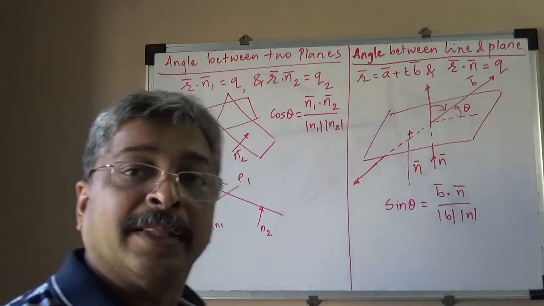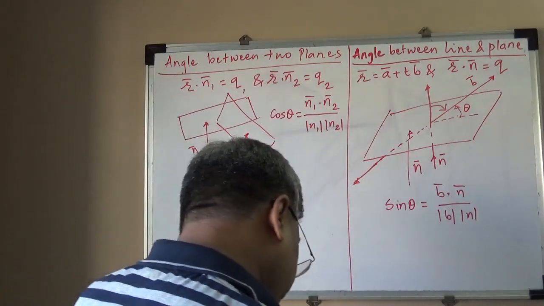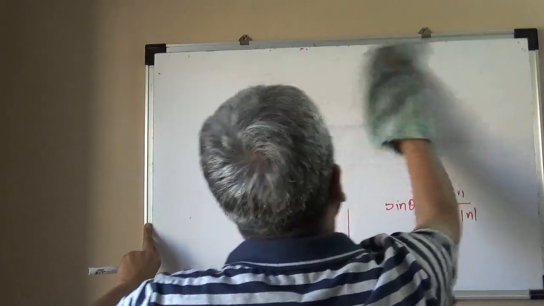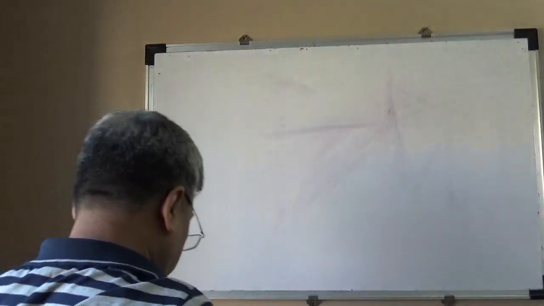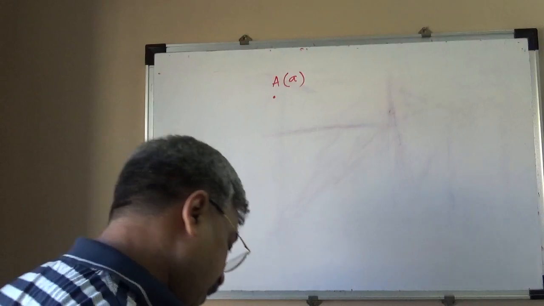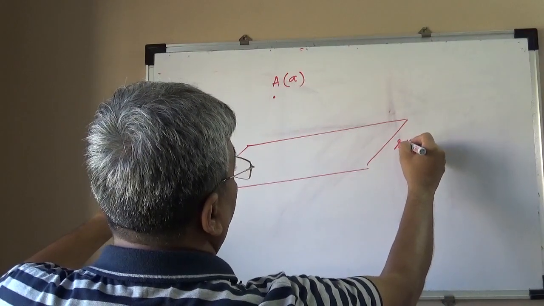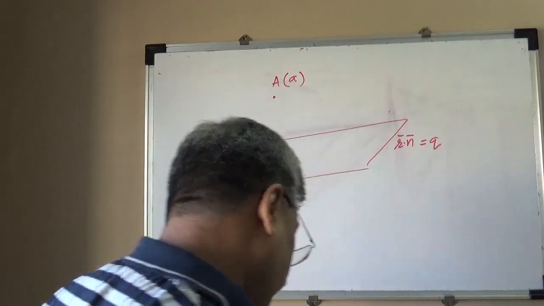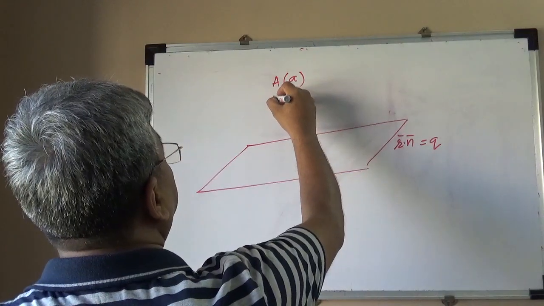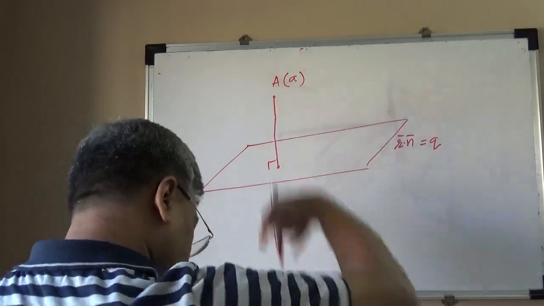Then after this, what we are supposed to find is the perpendicular distance of a point from a plane. A point is given whose position vector is A, and a plane is given whose equation is r dot n is equal to q. This is the statement of the problem. If we drop a perpendicular from here on this plane, we are supposed to find this distance.